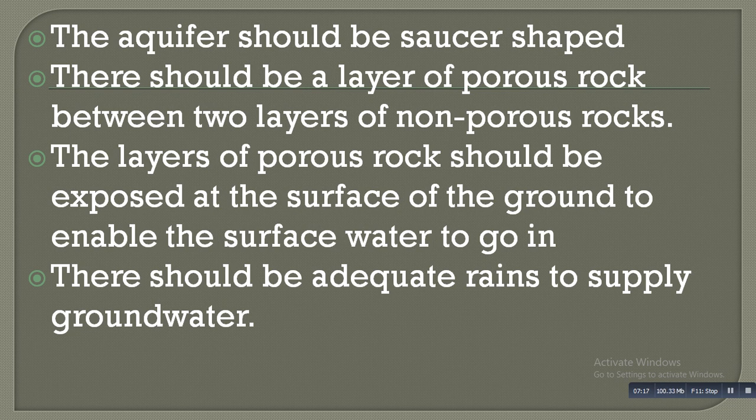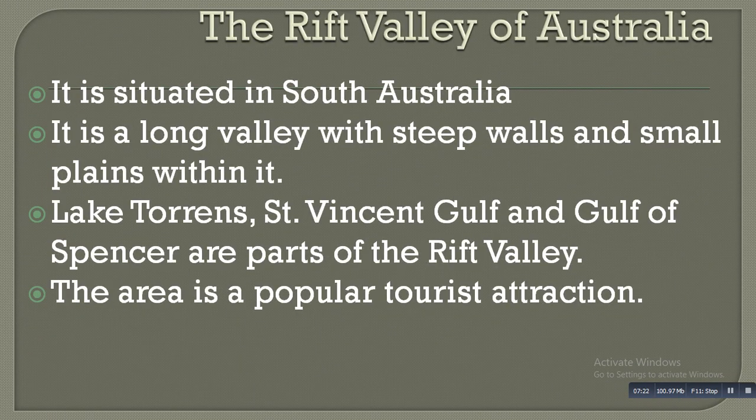Next one, the Rift Valley of Australia. It is situated in South Australia. It is a long valley with steep walls and small plains within it. Lake Torrens, St. Vincent Gulf, and Spencer Gulf are parts of this Rift Valley. The area is a popular tourist attraction.